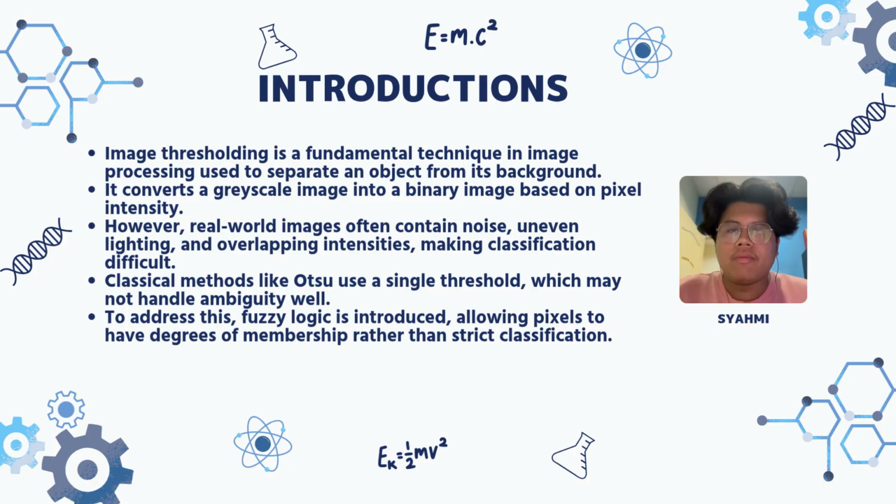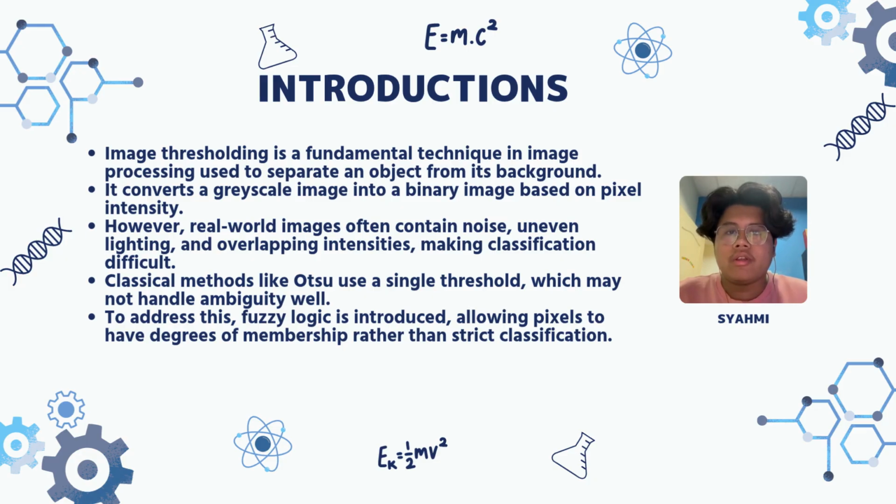I'll be explaining our introduction. Image thresholding is a fundamental technique in image processing used to separate an object from its background. It converts a grayscale image into a binary image based on pixel intensity.